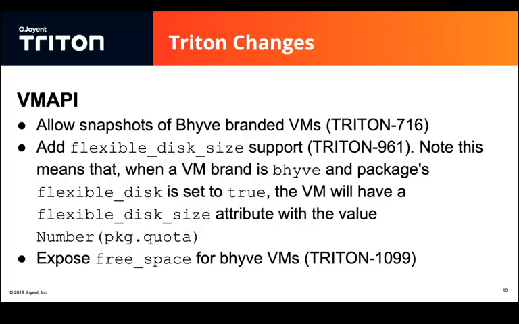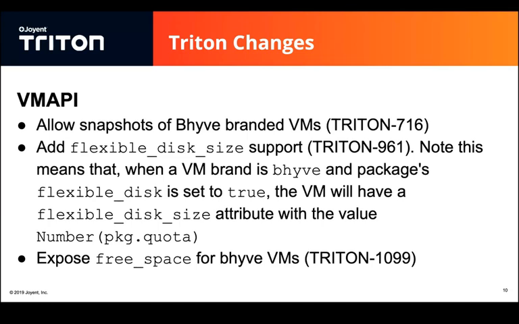Then we made a lot of changes to bhyve in order to support everything here. So the first change was to allow snapshots of bhyve VMs. Then we added flexible disk size support into the bhyve payload based to VMADM. And this has the meaning described here. When we have a bhyve VM and the package has flexible disk set to true, the VM will have a flexible disk size attribute, which is exactly the value of package quota.